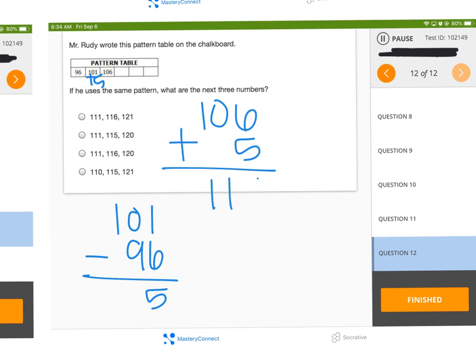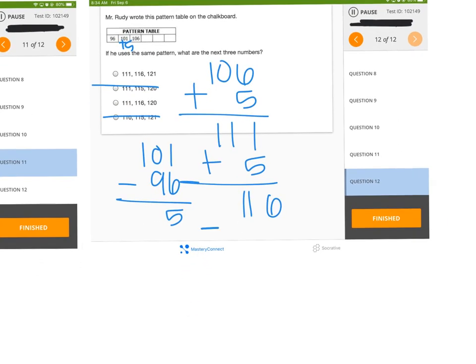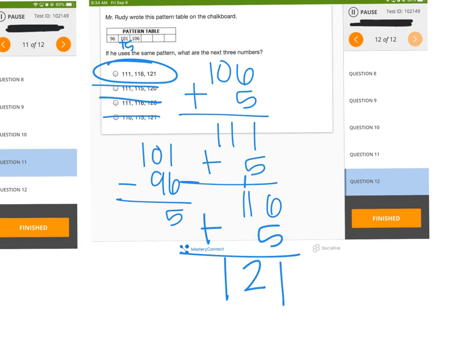that gives me 111. So now I know it cannot be choice D. Then I'm going to take 111 and add 5. That helps me eliminate choice B. Then I'm going to take 116 and add 5. And that's going to eliminate C, which only leaves choice A.